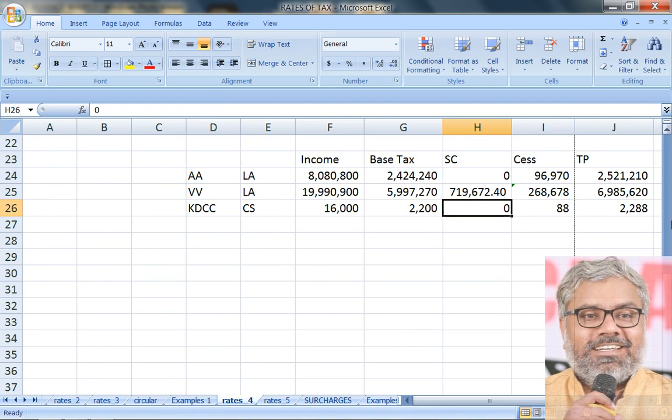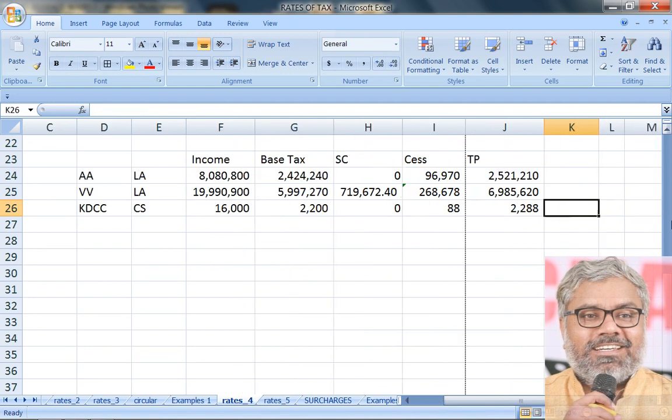No surcharge here because income did not exceed 1 crore. Only 16,000 is very less. No surcharge. But cess of course will be there in all cases. Then the total tax payable in this case will be 2288. If rounded, it becomes 2290. That is another case of cooperative society.